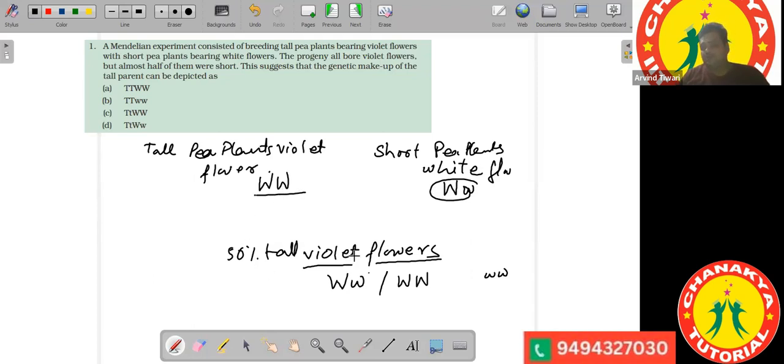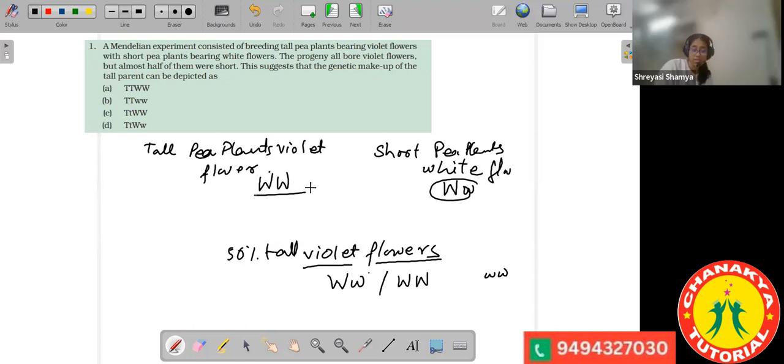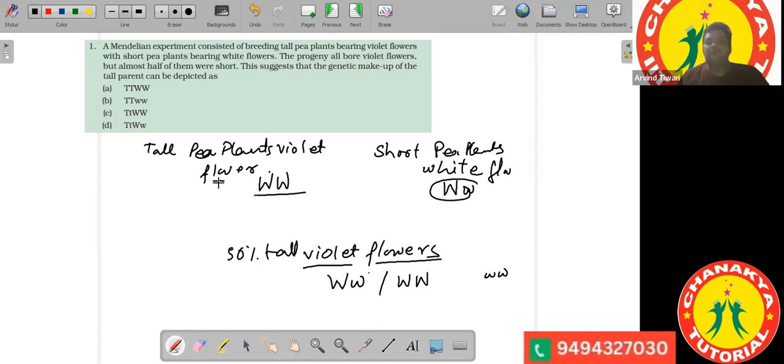50% are tall. So under what condition will 50% of them be tall? Heterozygous. So for tallness, it should have capital T and small t. Only then are there chances that there will be 50% tall. So it will be your option C: capital T, small t, capital W and capital W.